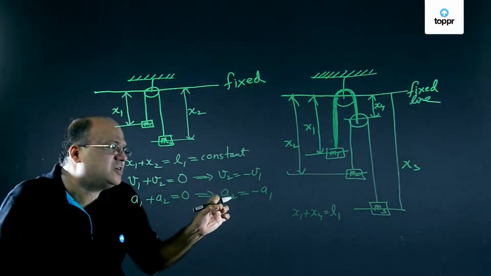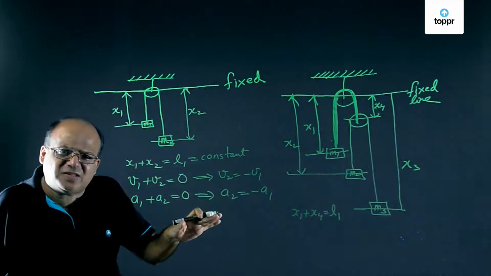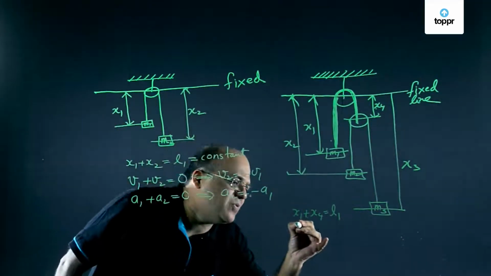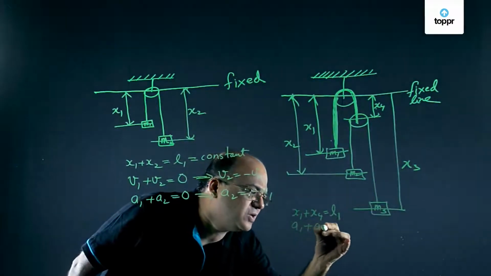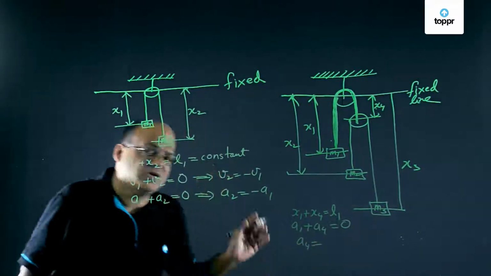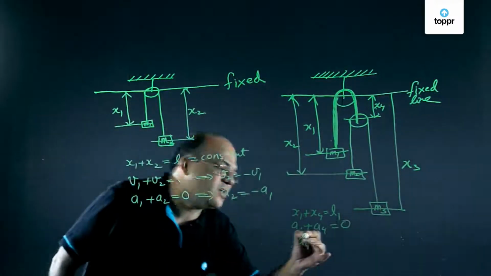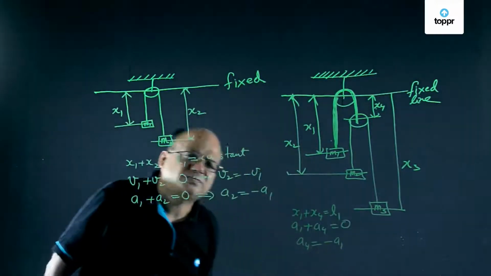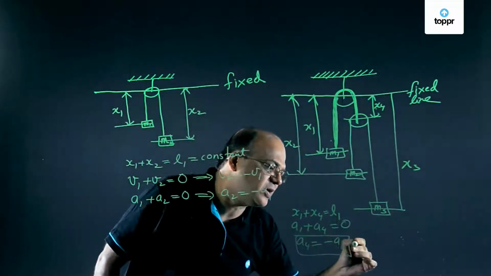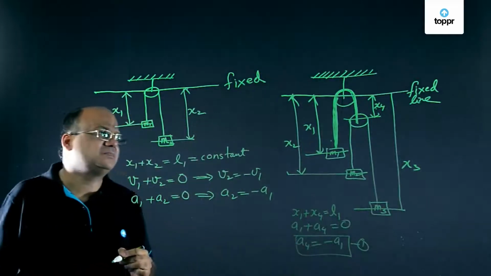And this is a constant. If you differentiate this twice with respect to time, you'll get A1 plus A4 equal to 0. Therefore, A4 is equal to minus A1. So this relates A4 and A1. We can call this equation 1.